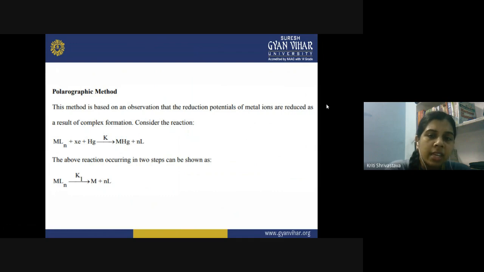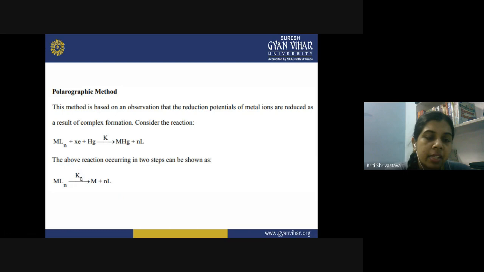So what we observe here in polarography is the reduction potential of this metal. You will get the half wave potential here, and from that value you have to calculate the stability constant value. Let us see how we do that. The shown reaction occurs in two steps. First of all, MLn, K1. If you take the reverse of K1, then you will get the formation constant, right? This is the reverse reaction, and for the formation constant you have to write the arrow in this direction. So in that case, your K will be the stability constant.